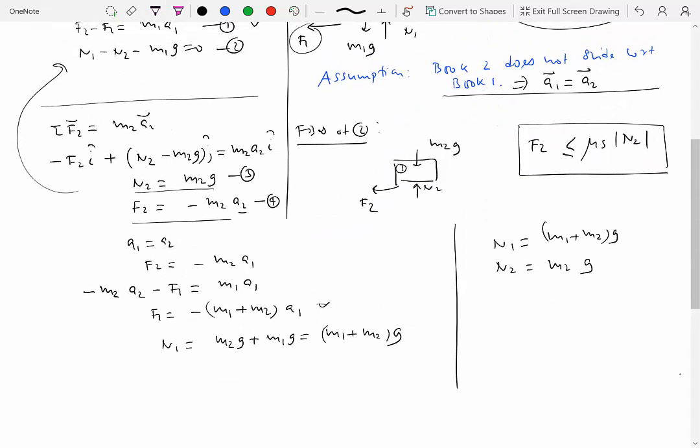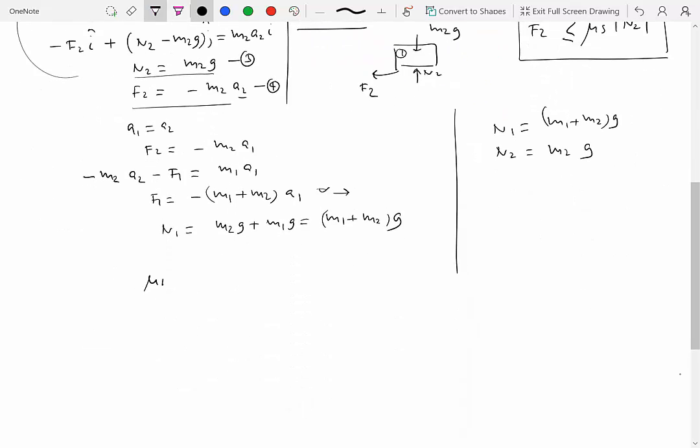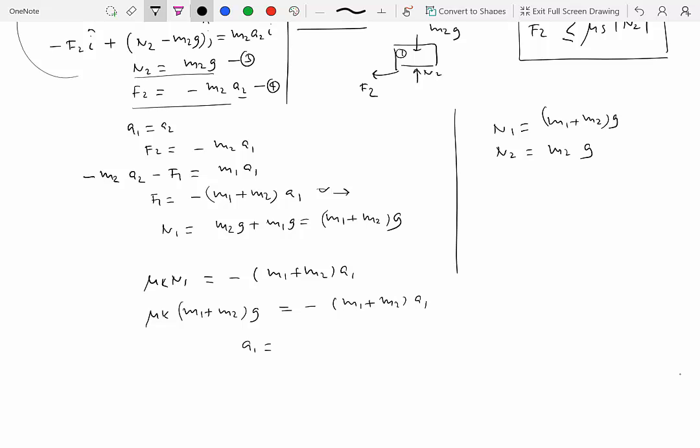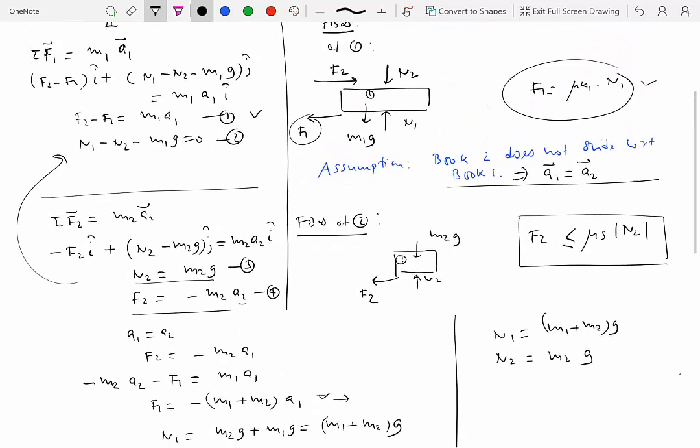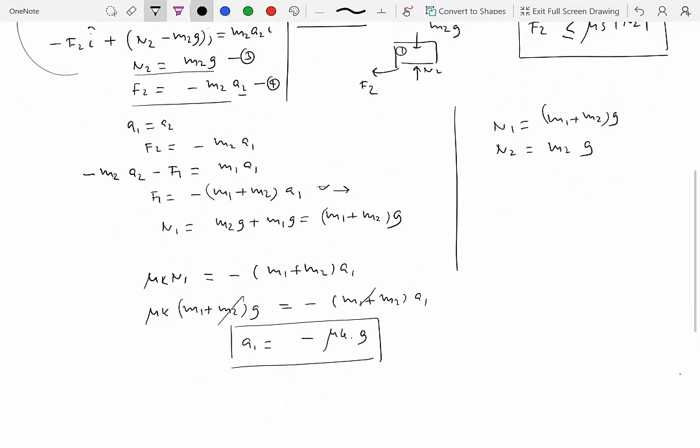Okay, so let's substitute mu k1 n1 for f1 in here, right? So if we do that, what do we get? Mu k n1 equal to minus m1 plus m2 a1, and n1 is m1 plus m2 g, equal to minus m1 plus m2 a1. So that gives us a1 equal to, this cancels, minus mu k times g. And the negative sign essentially indicates that it's actually a deceleration, because we have assumed the right hand side direction to be positive. This is the positive x direction. So this is telling us that acceleration a1 is actually a negative quantity, right? Okay, so we get the acceleration.